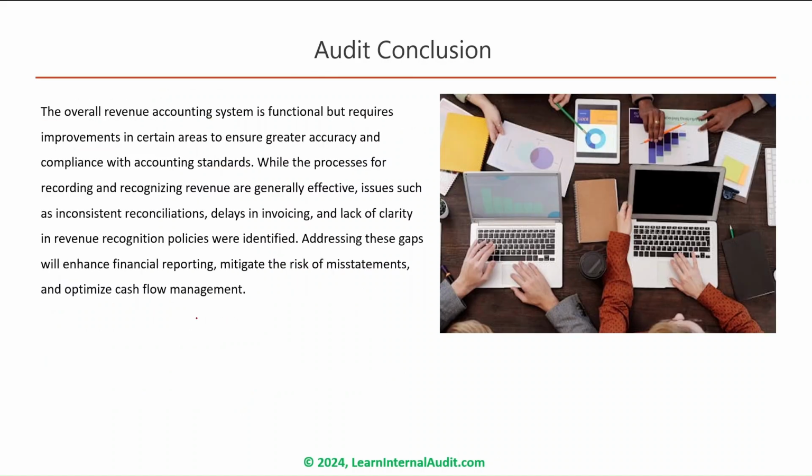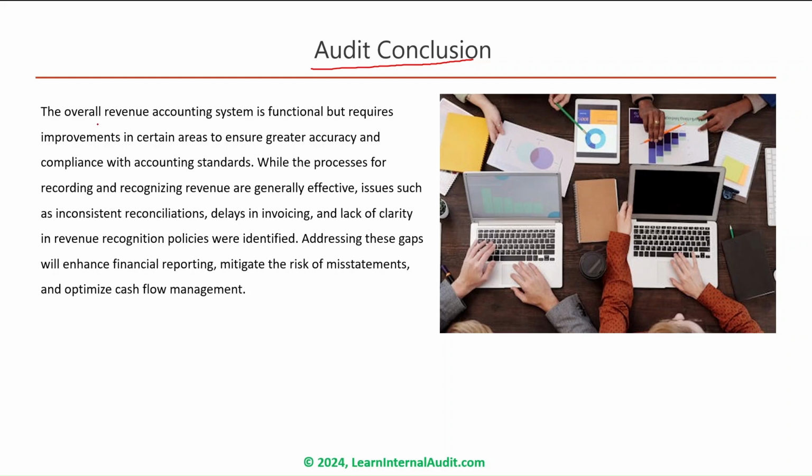Then you come to the audit conclusion. This audit conclusion is again an important part of the audit report, because here the auditor gives an opinion on his conclusion on the entire audit that was undertaken for a revenue accounting department. The audit conclusion is in a summarized form, which tells the management the auditor's opinion on the entire system. Here again we have given you a sample example.